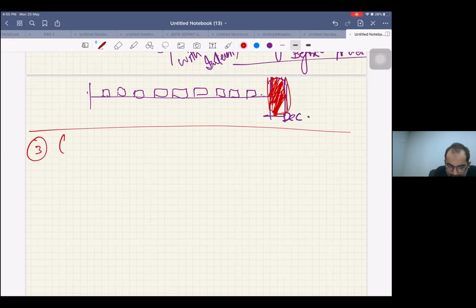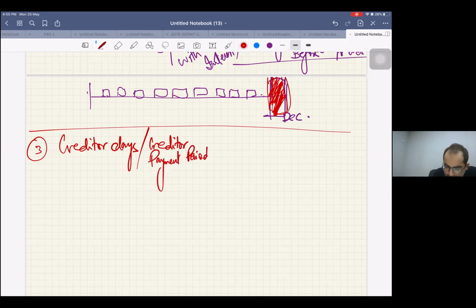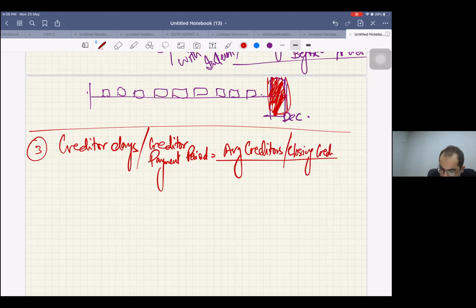Now the third thing is creditor days, or creditor payment period. What is the formula? It is average creditors, or closing creditors, sorry, divided by cost of sales times 365. Okay, this is the formula. Average creditors or closing creditors divided by cost of sales into 365.